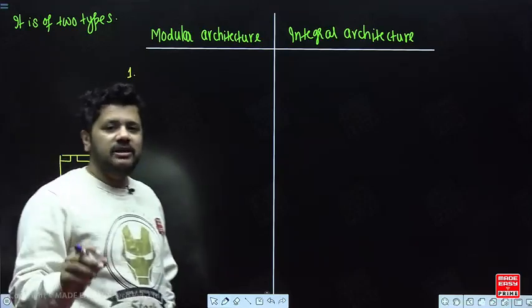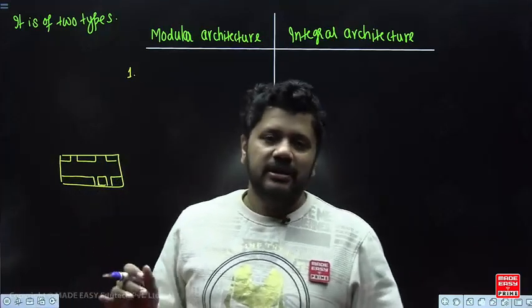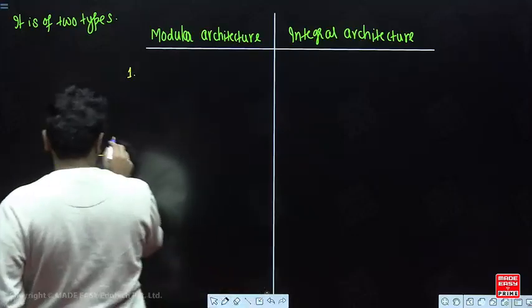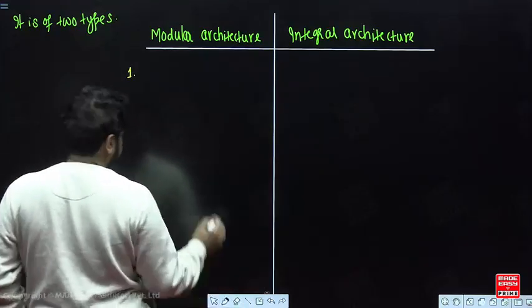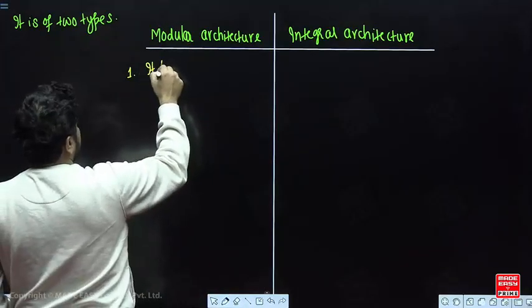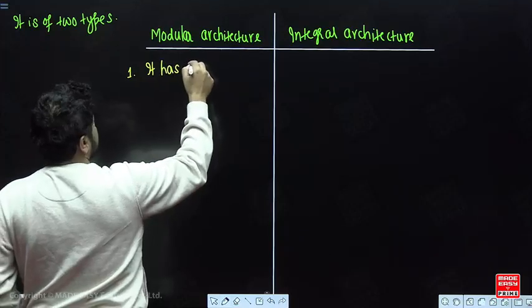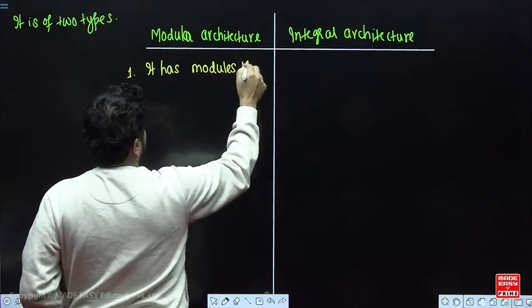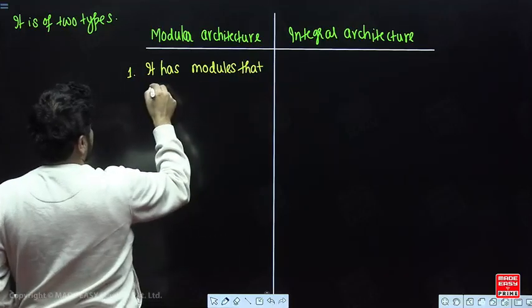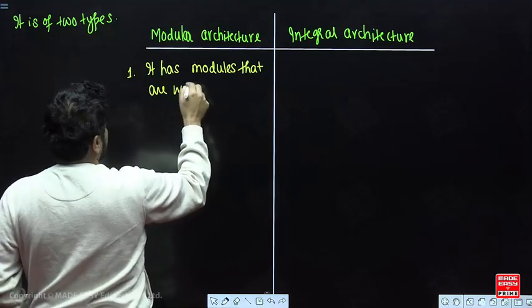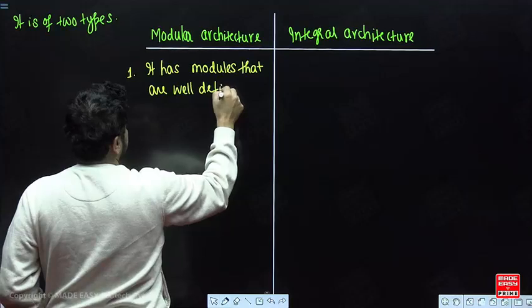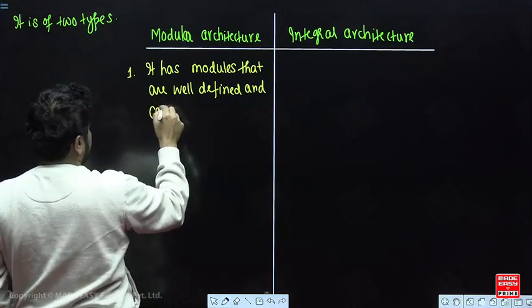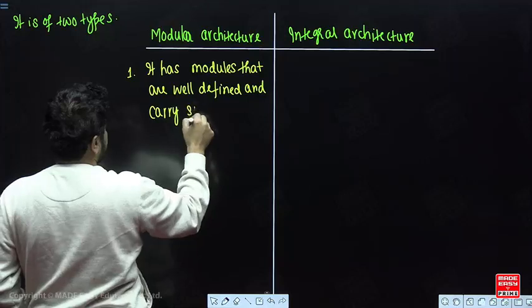Modular means everything will be specific, right? And each will carry similar functions. So modular means it has modules that are well defined and carry a specific function.